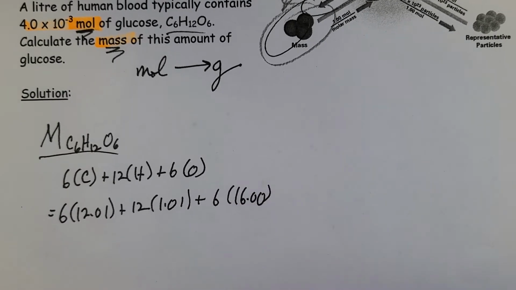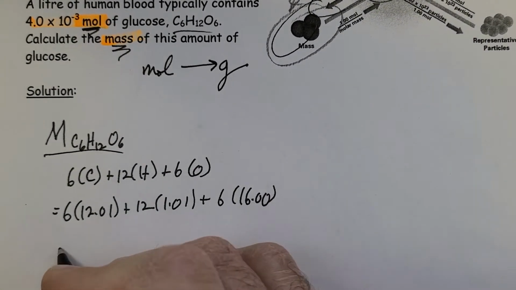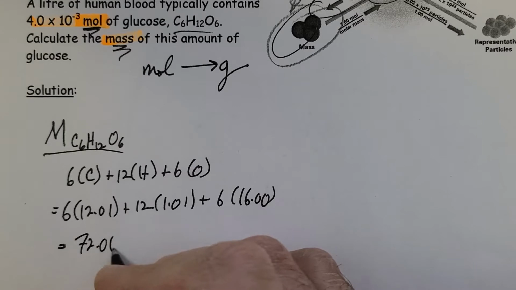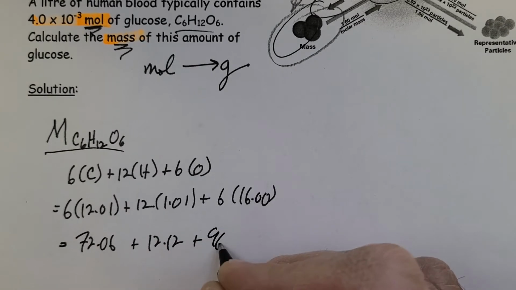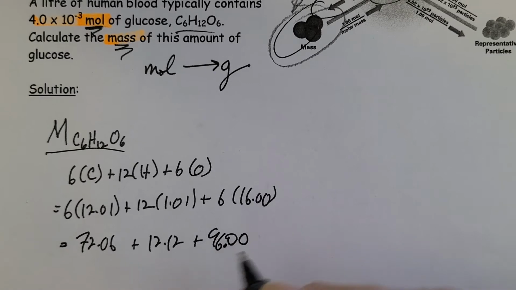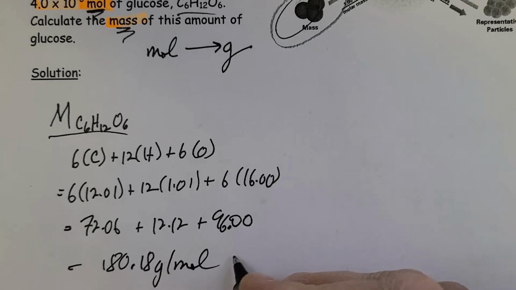All right, so multiply that all out. 72.06 plus 12.112 plus 96. That gives me a grand total of 180.18 grams per every mole of glucose.